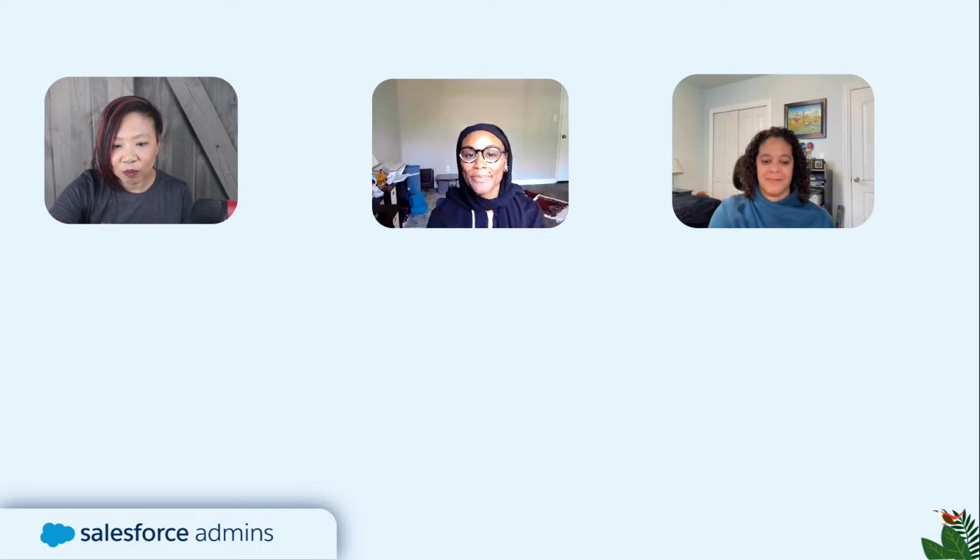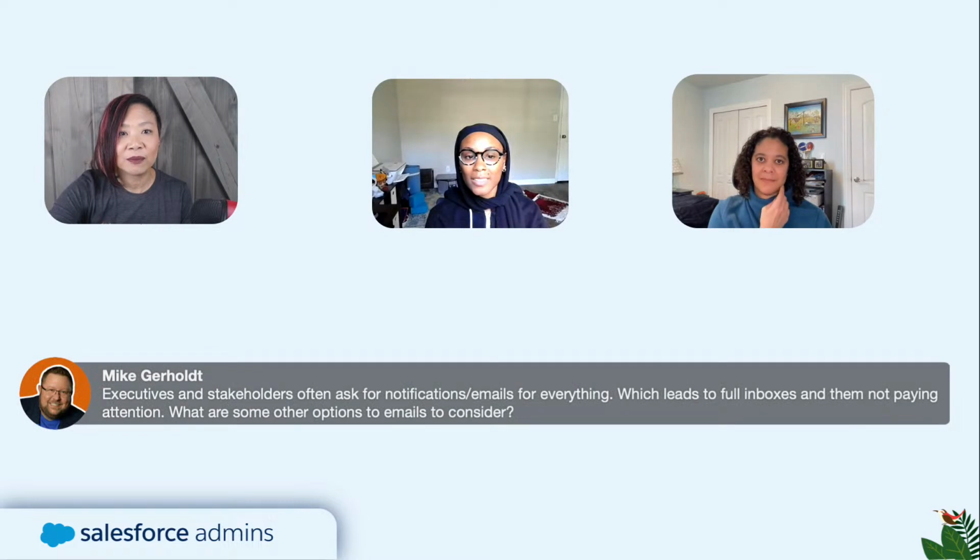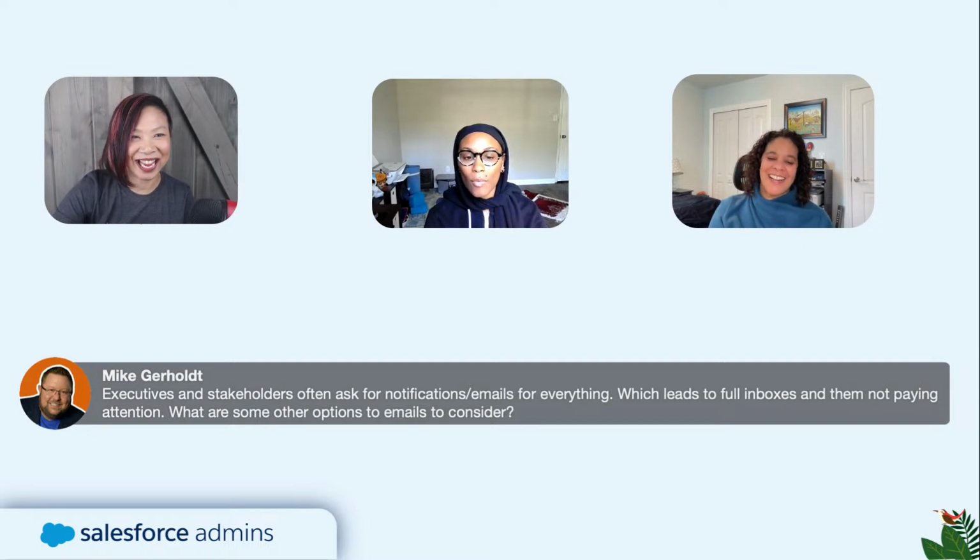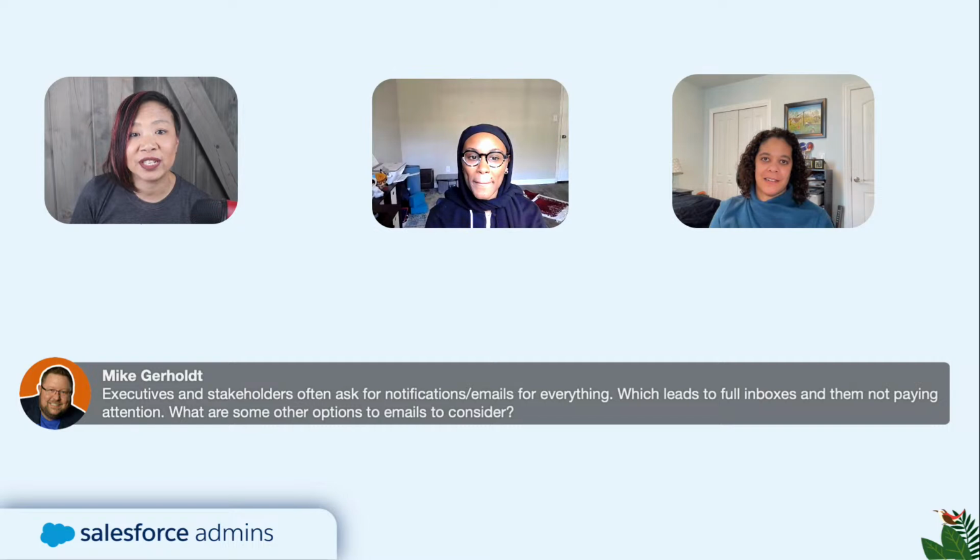So, we have a couple of questions here. And the famous Mike Gerholt is on watching Automate This. Welcome, Mike. And his question is executives and stakeholders often ask for notifications, emails for everything. I think we've all been there. Which leads to full inboxes and them not paying attention. What are some other options to emails to consider?